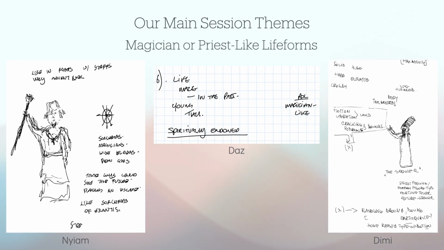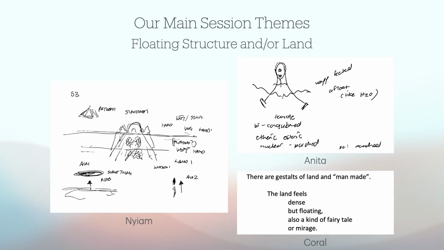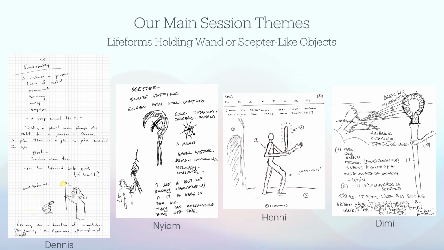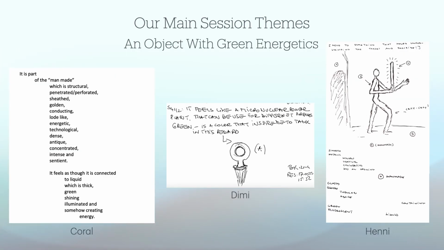We had a theme of magician or priest-like life forms in our data. Here is data showing a floating structure and/or floating land. Here's some interesting data of life forms holding wand or scepter-like objects. And the final theme that I found was an object with green energetics.